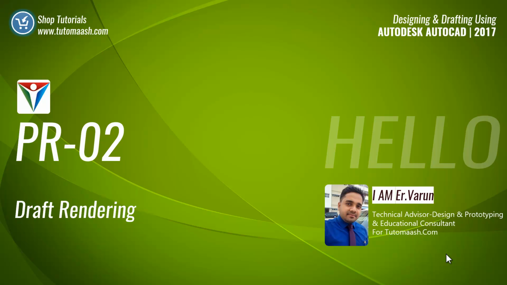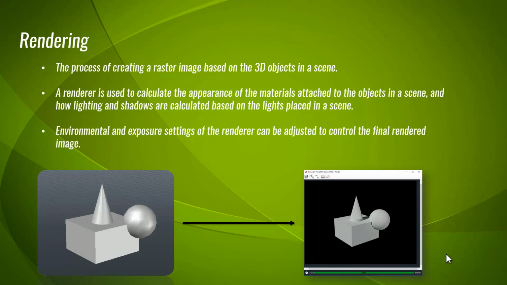In this session, we'll be discussing draft rendering. Rendering is the process of creating a raster image based on the 3D objects in a scene. It helps you to calculate the appearance of the materials attached to the object along with the scenes associated with it. You can also give environmental conditions to check how the object looks. Rendering plays a key role in producing the exact image of the object.